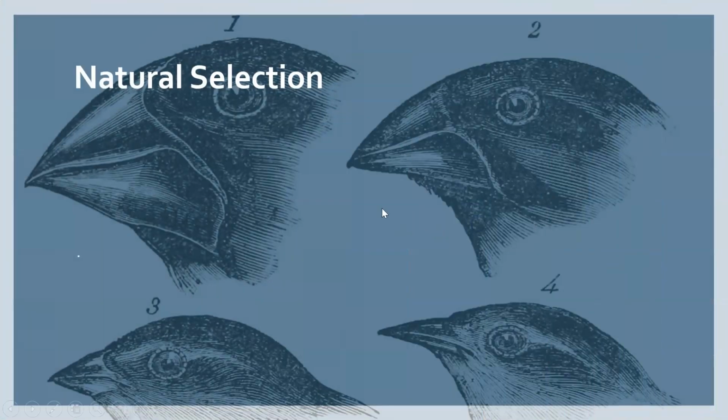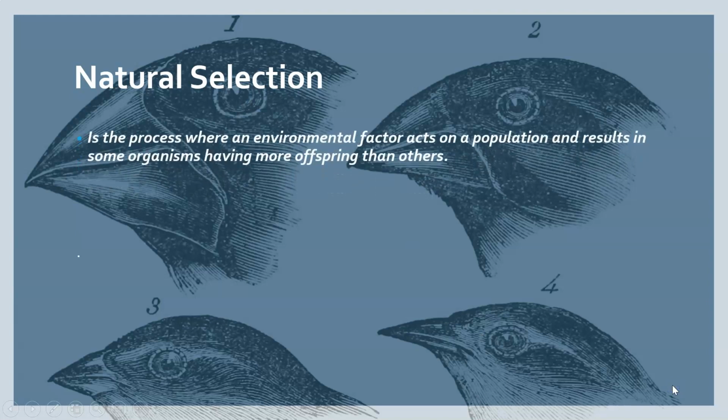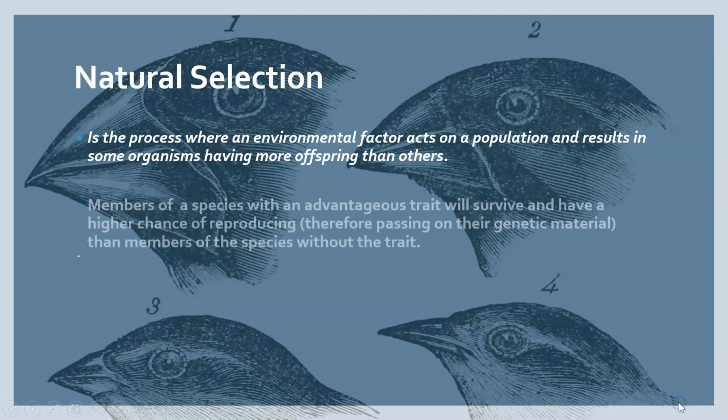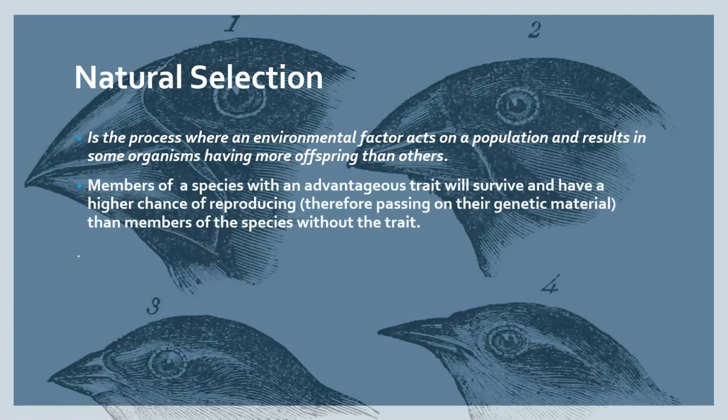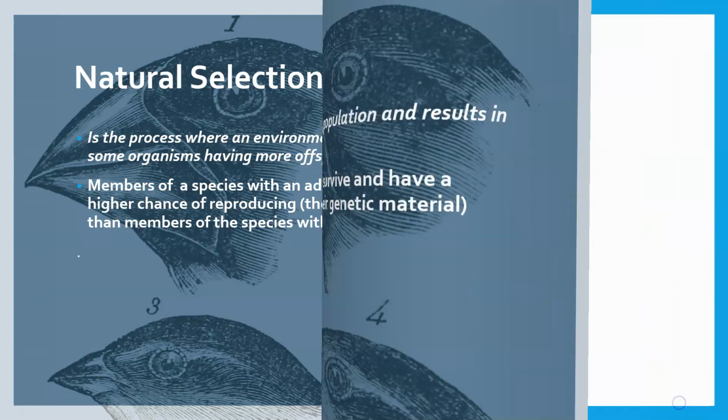Okay, now we're moving on to the process of natural selection. This is where an environmental factor acts on a population and results in some organisms having more offspring than others. Members of a species with an advantageous trait will survive and have a higher chance of reproducing, therefore passing on their genetic material, than some members without that trait.